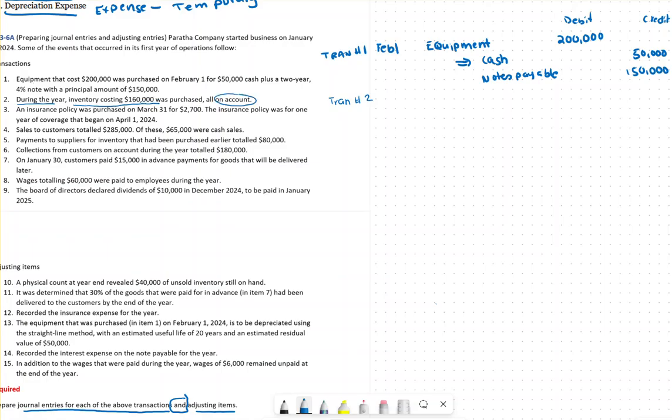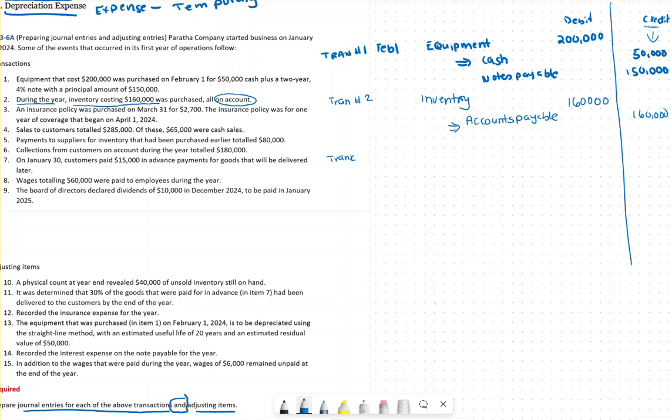What did we get? We got inventory. Inventory will increase, and if it's an increase, it is going to be a debit. And then we didn't pay for it, so my liability also increased, and that is your accounts payable, and that is a credit of 160,000. So if you indent it, it is automatically known as a credit, but this also goes under the credit.